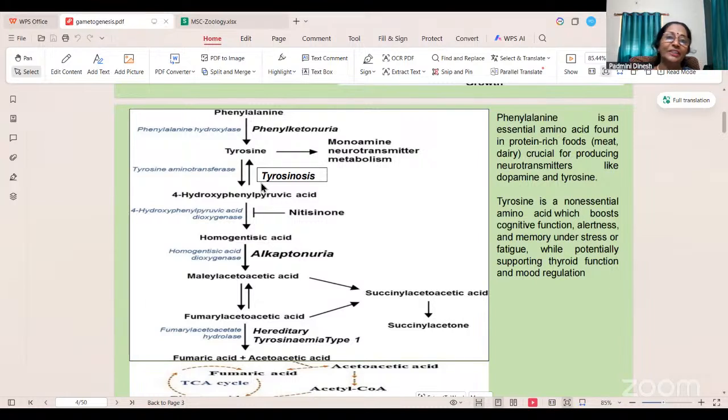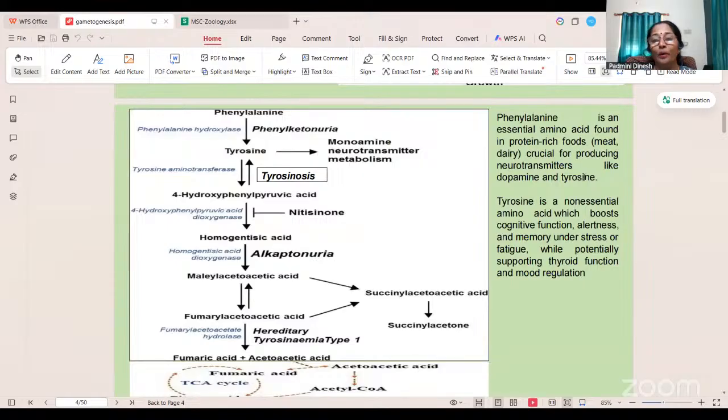Among the essential amino acids, phenylalanine is one, which is very important, and which is found in protein-rich diets like meat and dairy products, that is milk, cheese, paneer, and so on and so forth. Why do you need this? This is very crucial to produce dopamine and tyrosine.